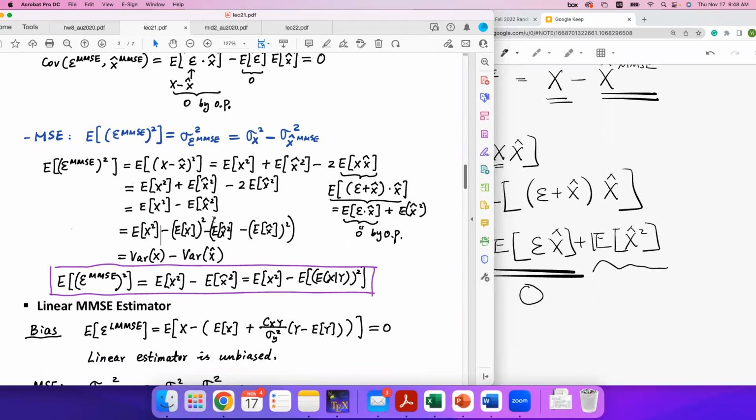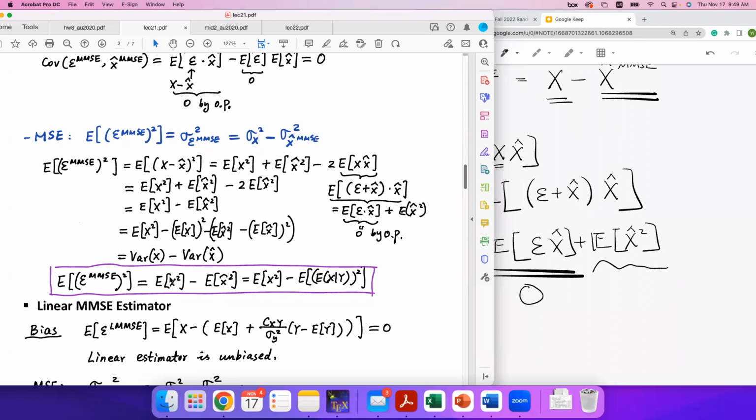By introducing that, the first two terms can now be combined, by definition, as the variance of x. The second two terms can be combined as the variance of x hat. So in the end, we can conclude that the mean square error achieved by the MMSE estimator is given by the variance of x minus the variance of your estimator. This is the formula that we can leverage to evaluate the performance of this estimator.